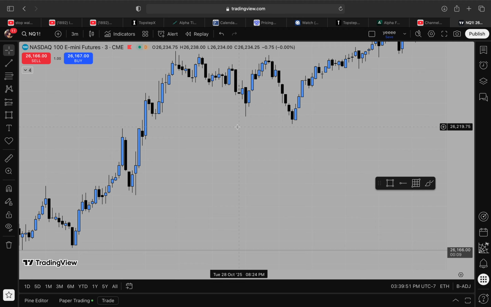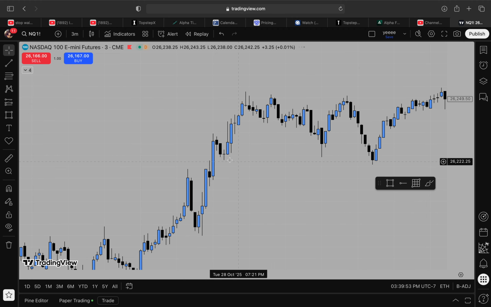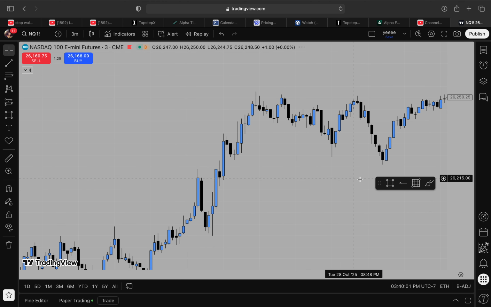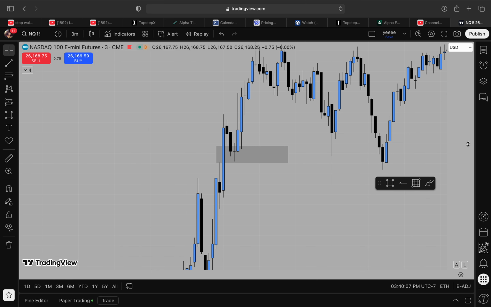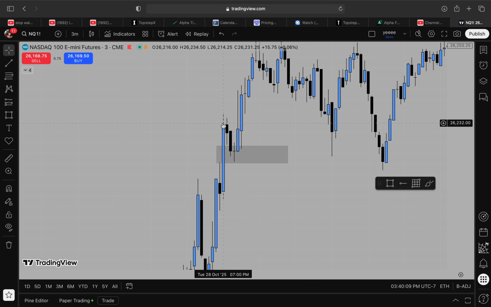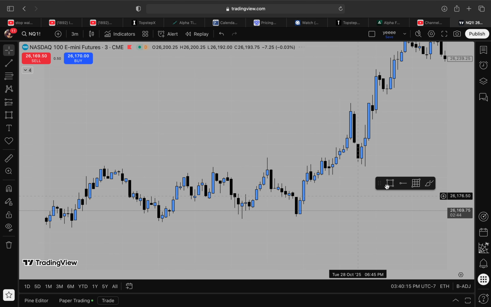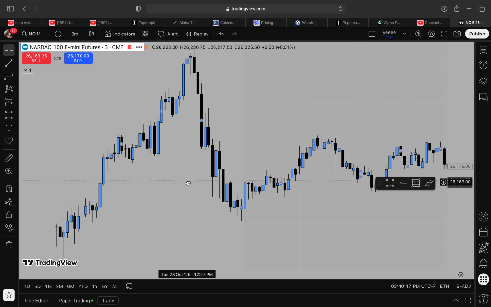Right here. Fair value gap, right here, on the 3-minute. Leaves a little gap right there. Oh shit, leaves a little gap right there. So we mark it from those two. What does price do? Goes up, goes down. What does it do after? Shoots all the way up. Pretty simple.